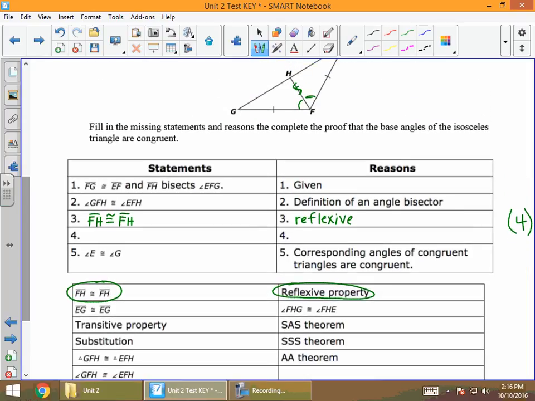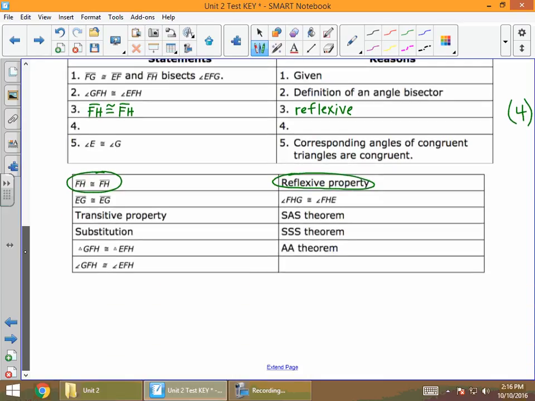All right, looking at my picture, I now have a side here, I have an included angle, and I have a side here. So I have side, angle, side. My 4th line is going to be SAS. Side, angle, side. So I have to name the 2 triangles to be congruent. I can see that the line is right there. So triangle GFH is congruent to triangle EFH because of the side, angle, side property.